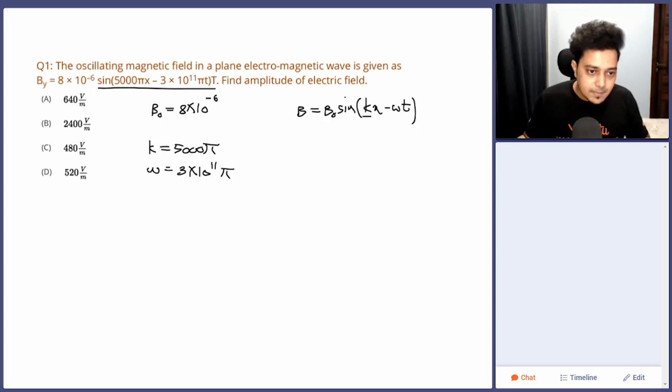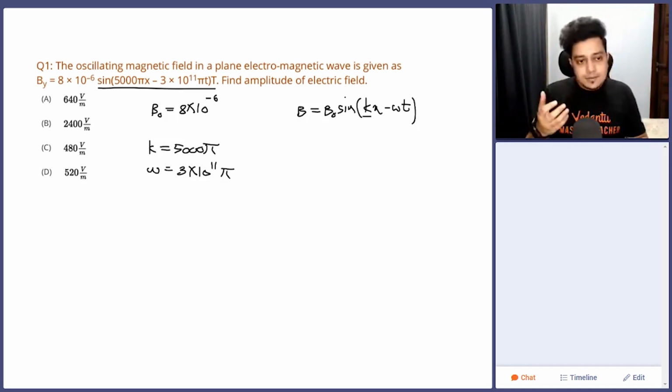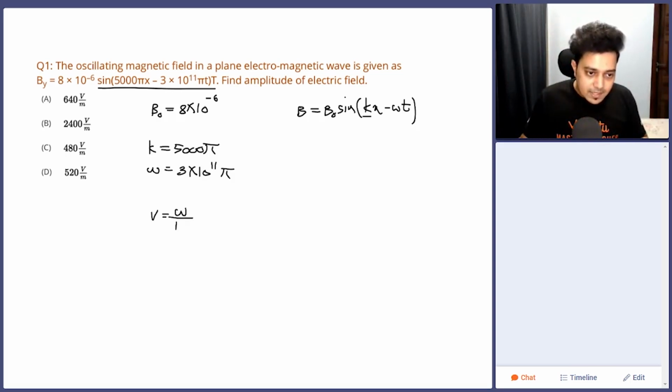to 11 pi. So omega is the angular frequency, or angular velocity, not angular wave number; k is the propagation constant. Then we can find the wave speed as omega by k. Omega value is 3 into 10 to power 11. We can write that as 30 into 10 to power 10, divided by 5000, so 5 into 10 raised to 3 pi. The pi in the numerator as well as in the denominator will get cancelled. 30 by 5 will be 6, into 10 to power 7. So this is the speed of the EM wave.